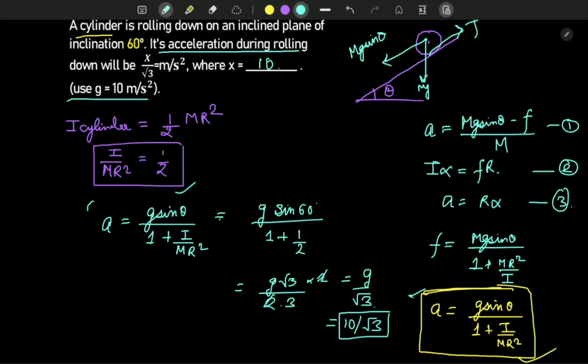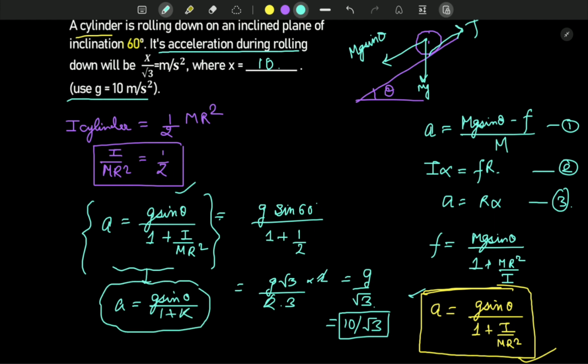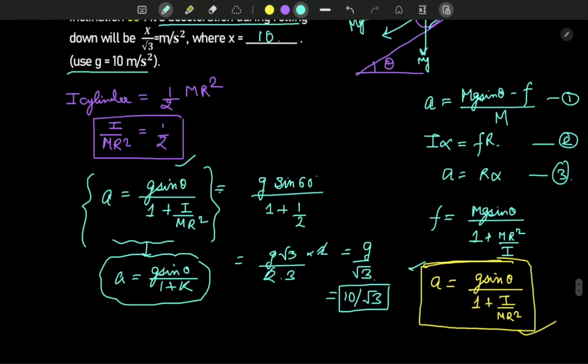Now in my JEE time, I used to learn this formula, a equals g sin theta divided by 1 plus k. Now this is a short trick. Here k was not the radius of gyration, though many books denote k as radius of gyration. This k was nothing but I by mr square. It was different for a solid sphere, then a hollow sphere, then a cylinder, and you should remember all this for speed solving.